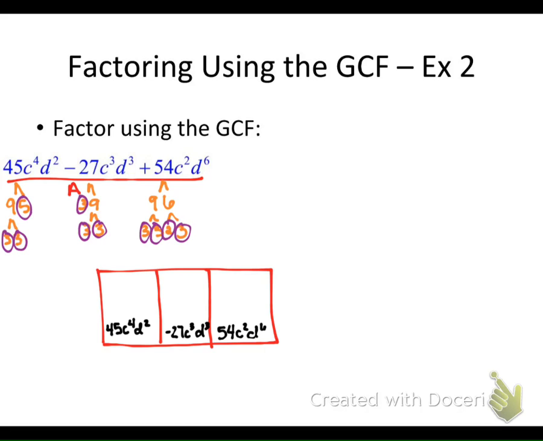All right, now I'm going to go ahead and write these out for organizational sake. So I have 45 is 3 times 3 times 5. I have negative 27 is 3 times 3 times 3.